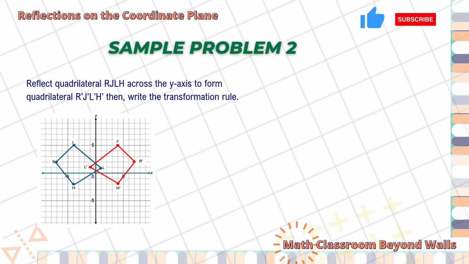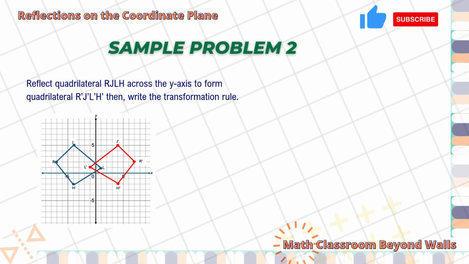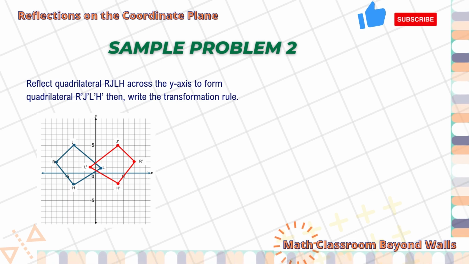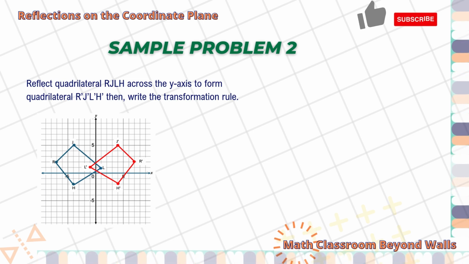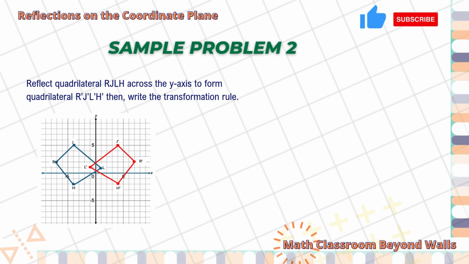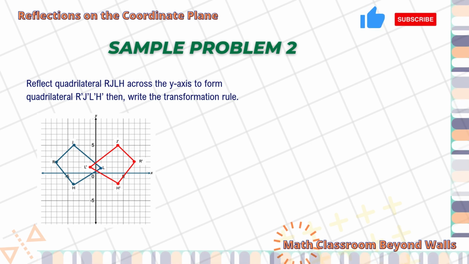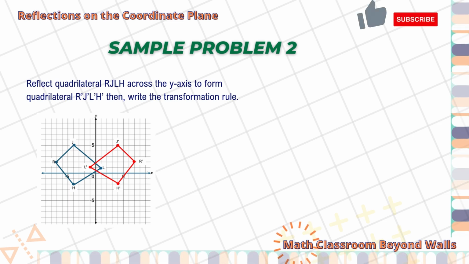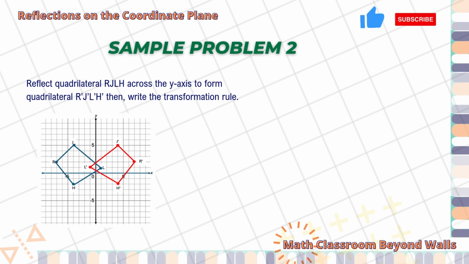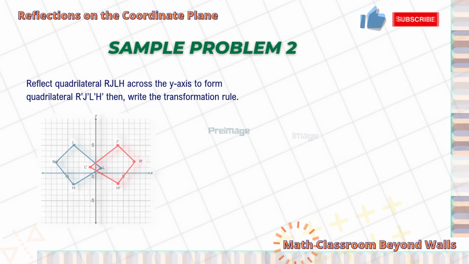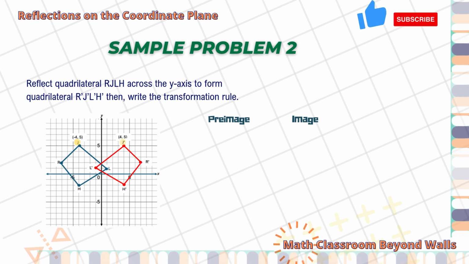Next, we move on to the second question. Remember that the transformation rule has something to do with the coordinates of the points. Which coordinate was changed after the reflection across the y-axis? To answer this, we have to get the coordinates of a pair. Remember this, learners? Any pair of corresponding points. We will take the coordinates of point J and J prime. Point J from the preimage and point J prime from the image.